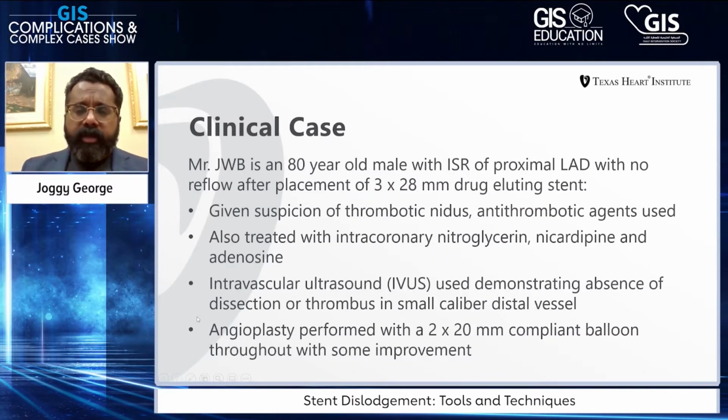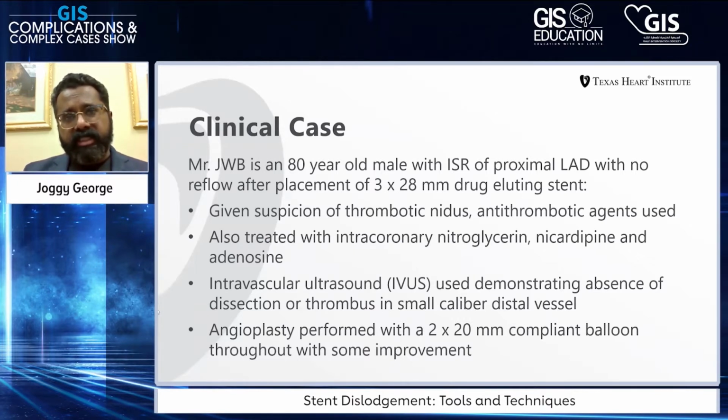In this scenario, the operators decided to treat this with antithrombotic agents, including 2B3A infusions, as well as copious amounts of intracoronary nitroglycerin, nicardipine, and adenosine. With these treatments, there was improvement in the vascular appearance, and after there was some improvement, they used intravascular ultrasound that demonstrated absence of dissection or thrombus, but it was a small caliber distal vessel, which would make any sort of interventions very difficult.